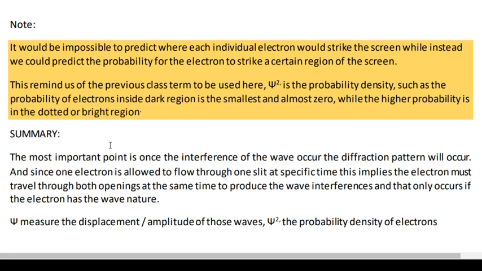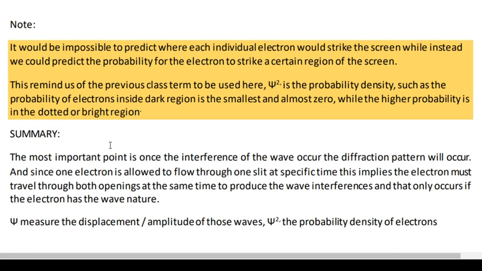In summary of this class, the most important point is that once interference of the wave occurs, a diffraction pattern occurs. Since one electron is allowed to flow through the slits at a specific time, this implies the electron must travel through both slits at the same time to produce the wave interference, and that only occurs if the electron has wave nature.